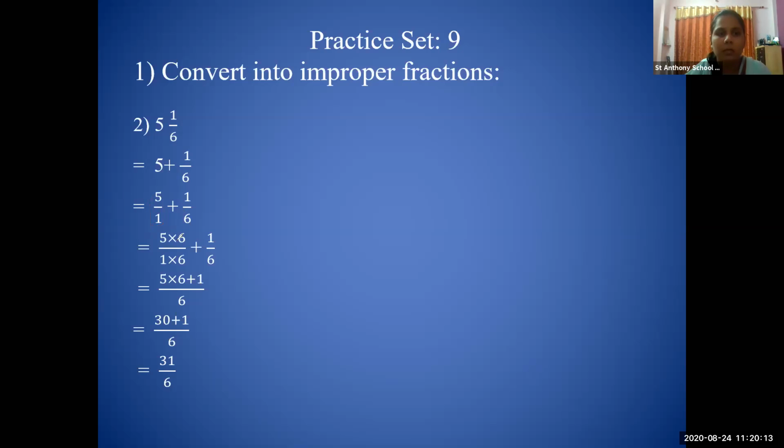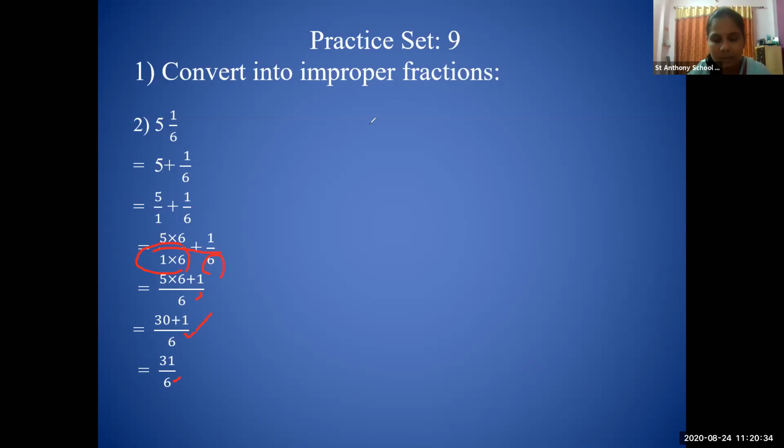Okay. Now 5 into 6, 1 into 6 plus 1 upon 6, 5 into 6. Now this part, 5 into 6 plus 1, upon, यहाँ पे भी 1 into 6 है, upon 6, it will come down. Now 5 sixes are 30, 30 plus 1 and then upon 6.